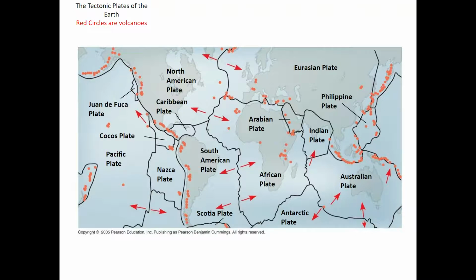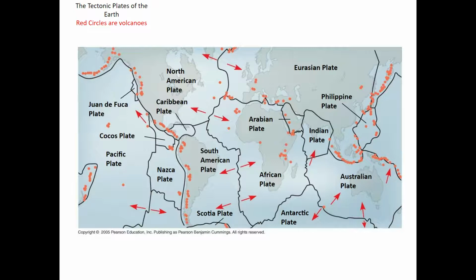And these cause things to occur, like if they collide together and neither one budges and they both push up, well, that causes mountains. When they separate from each other, like you see here in the Atlantic Ocean, this causes volcanoes and that sort of thing.